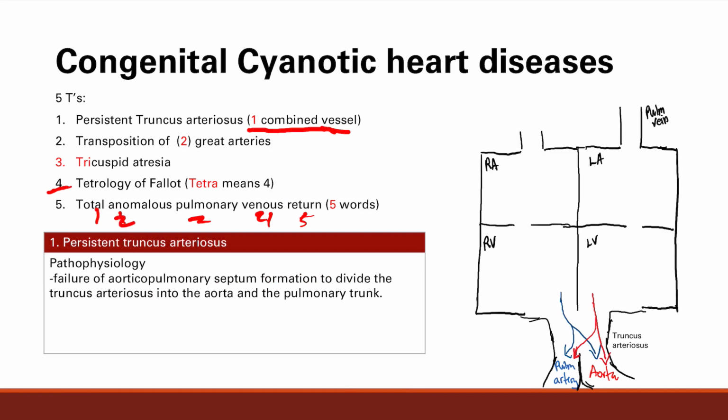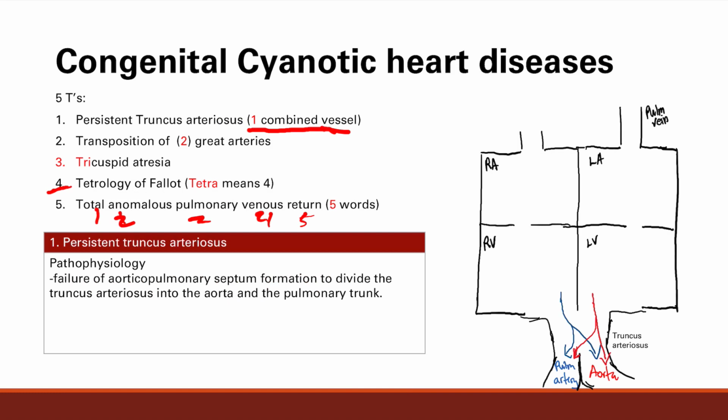This is persistent truncus arteriosus. During development you do have a truncus arteriosus, but normally it divides into your aorta and the pulmonary trunk. But in this problem, there's a failure of the aorticopulmonary septum formation to divide the truncus arteriosus into the aorta and the pulmonary trunk.